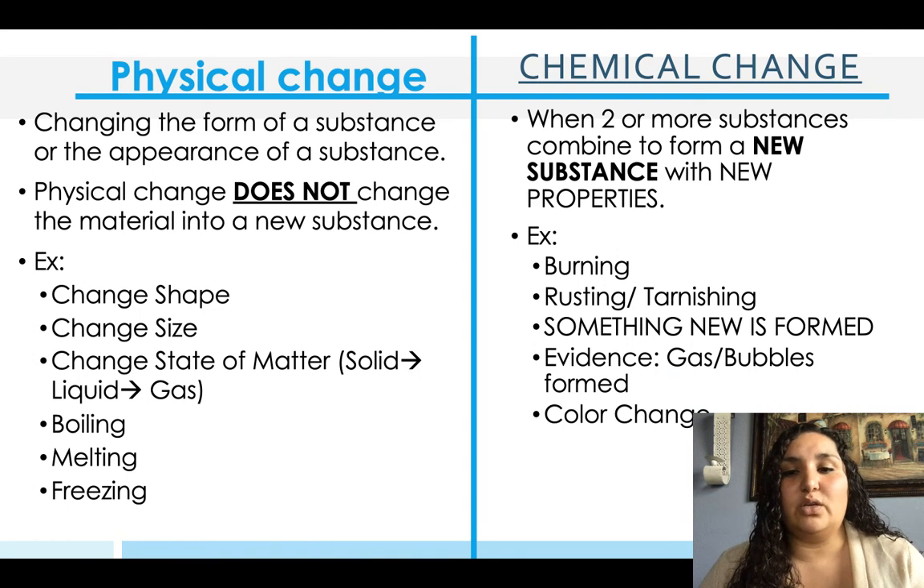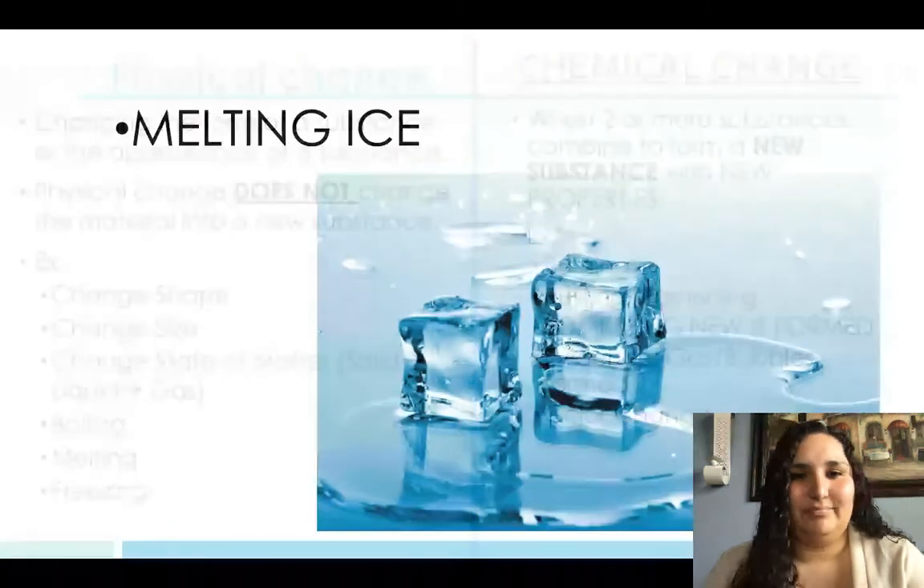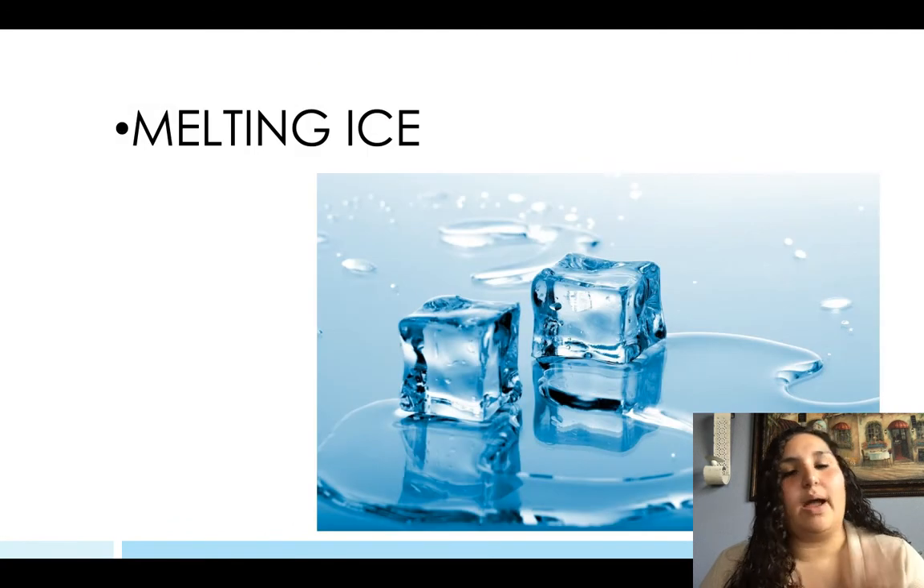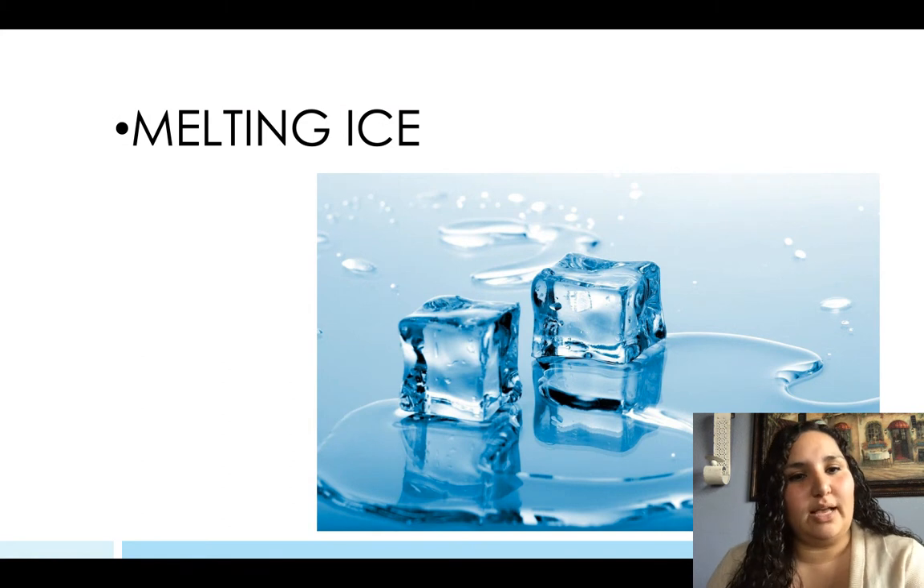Once again, something new is formed, and that evidence is that country girls like their phones. Color change, gas production, production of light, temperature change, or precipitate, okay? So I'm going to go through a couple of examples here, and you're going to think to yourself, is it physical or chemical? So melting ice.